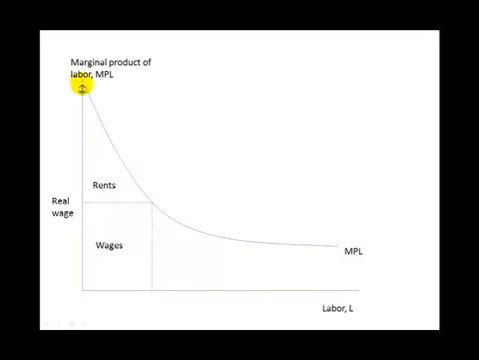So again, here, here, here, here, that's the total output of the economy. That's the share earned by the workers, the labourers. That's the share earned by the landowners.